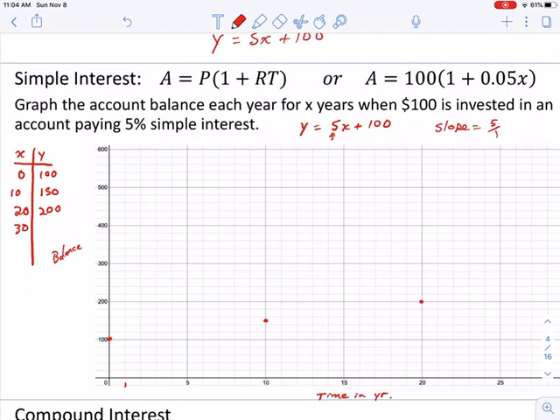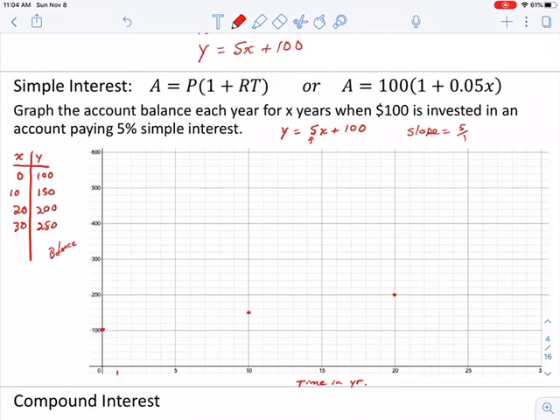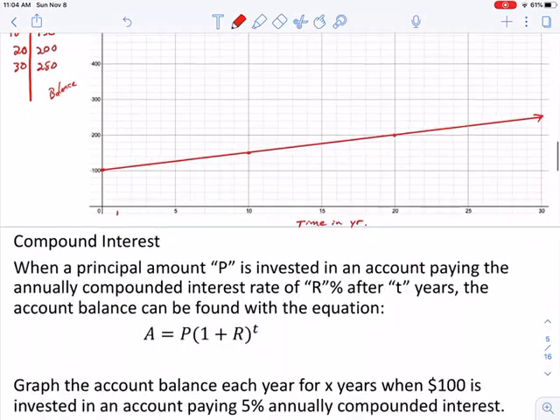Let's go to 30. 5 times 30 is 150 plus 100 would be 250. Let's see. Oh, I almost have room. 30, 250 would be about right there. Okay, so let's go ahead and draw that line. Nice straight line. All those points end up on that line. Awesome. And we could use that graph to find out our balance at any number of years.